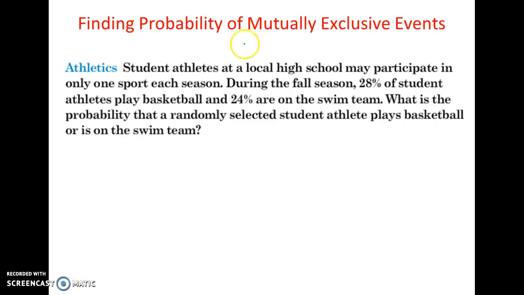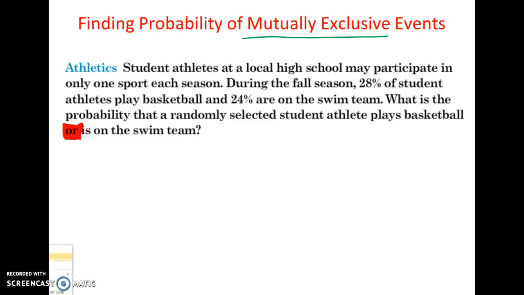Okay, mutually exclusive. Student athletes at a local high school may participate in only one sport each season. During the fall season, 28% of student athletes play basketball, 24% are on the swim team. What's the probability that a randomly selected student athlete plays basketball or, and this is the most important word in this problem, is on the swim team?